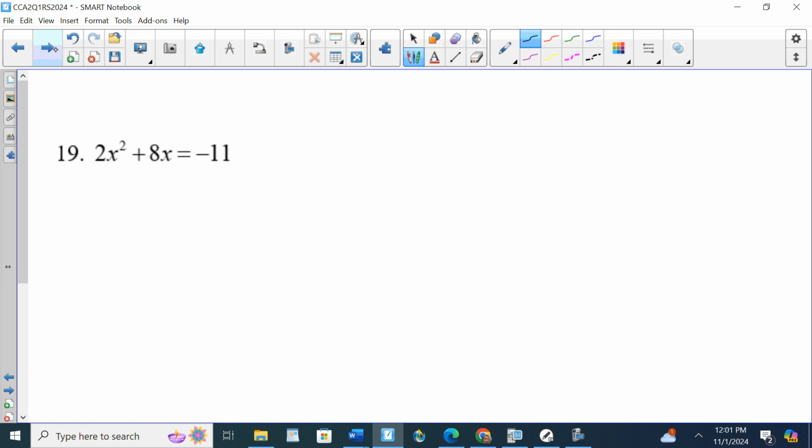Number 19, Mr. X squared, he wants to party. All of his friends have to come over. Party time. Now this problem says to solve in simplest a plus bi form, which basically means it's not going to factor, but let's just follow our Mr. X squared story.